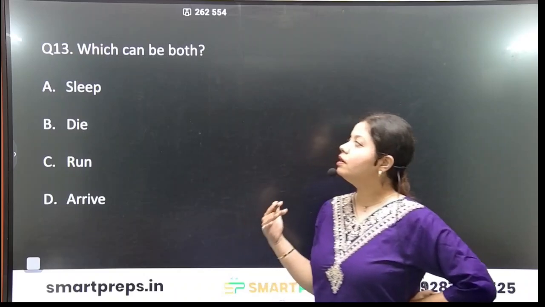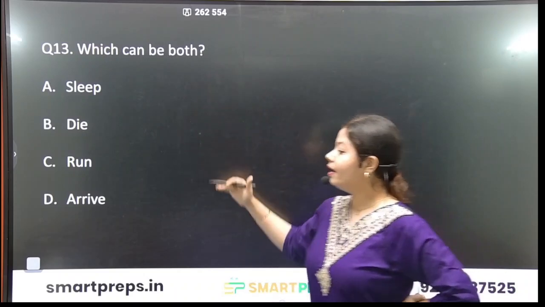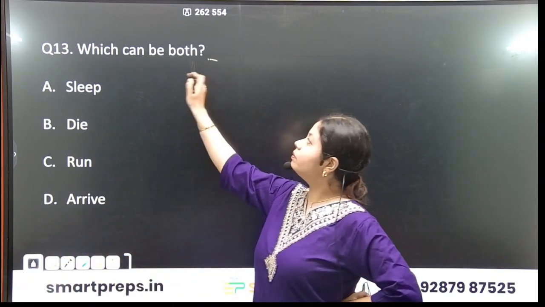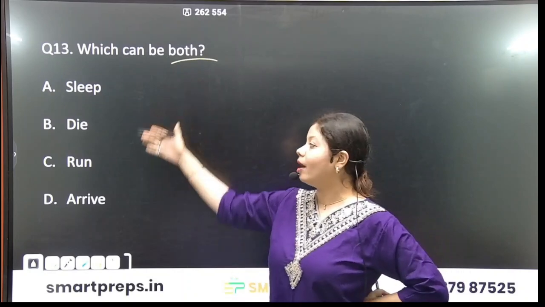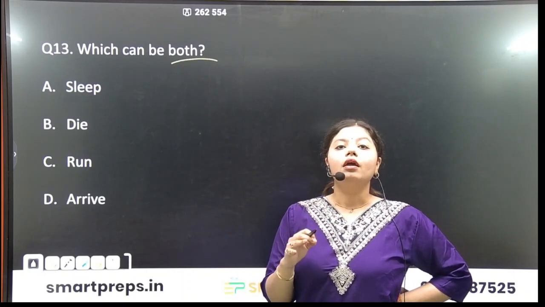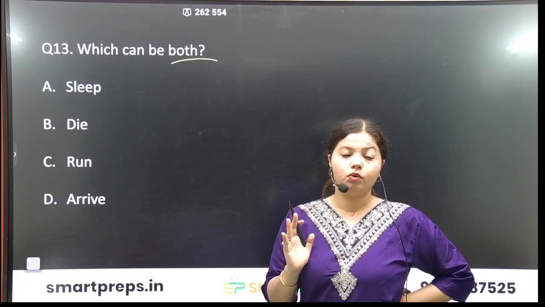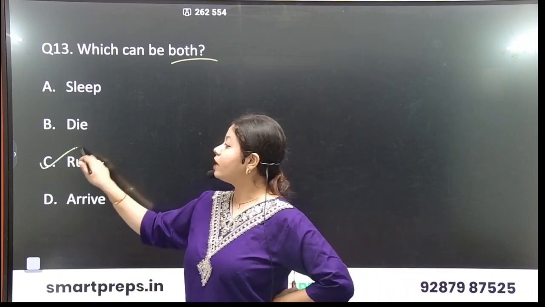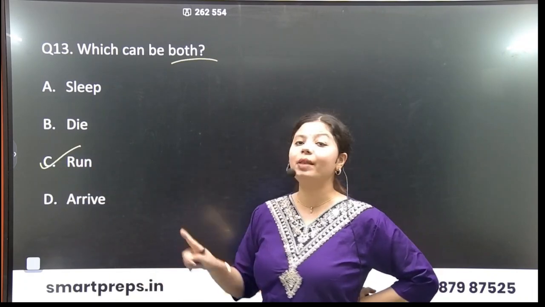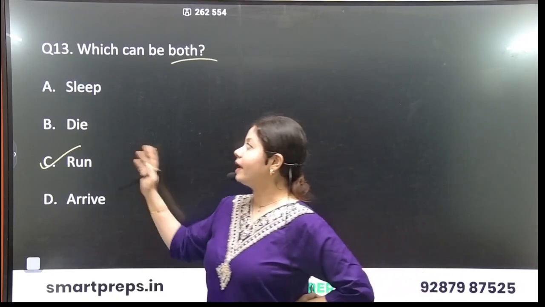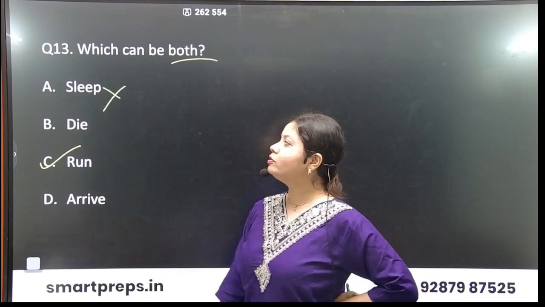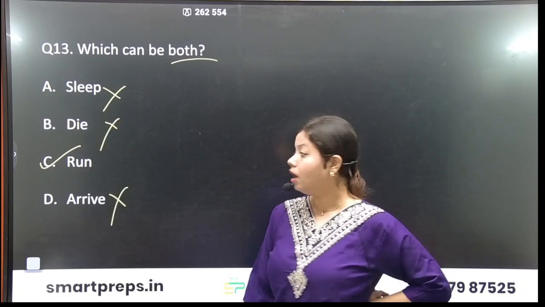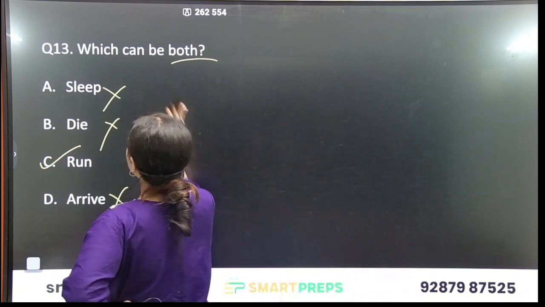Which can be both: sleep, die, run, arrive. Now here, which can be both, it means they are asking which verb among all these can be applied in both the cases, whether transitive or intransitive. So we studied that run is the verb which can be applied in both the cases. Run will play different roles in both the cases. Sleep will never take any object. Die will not take. Arrive will not take.